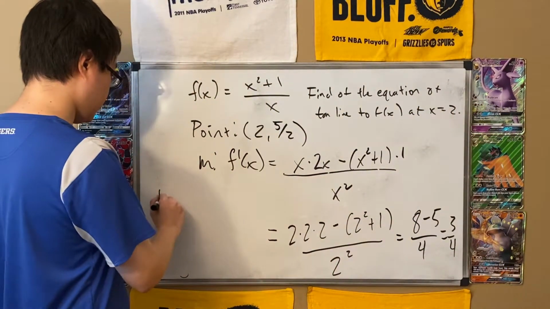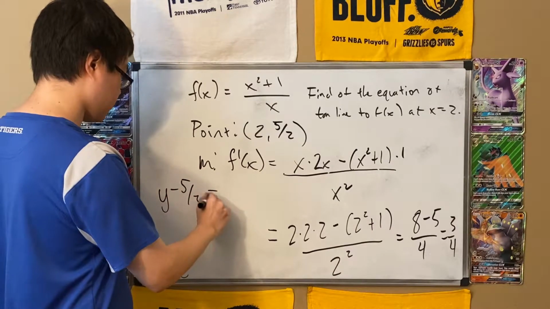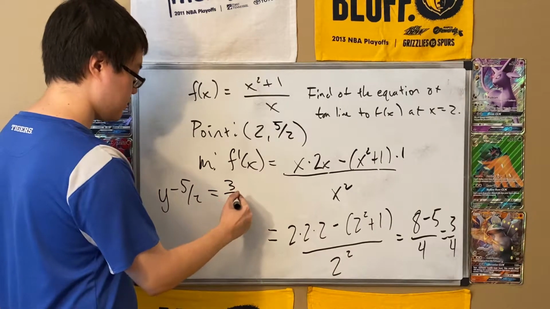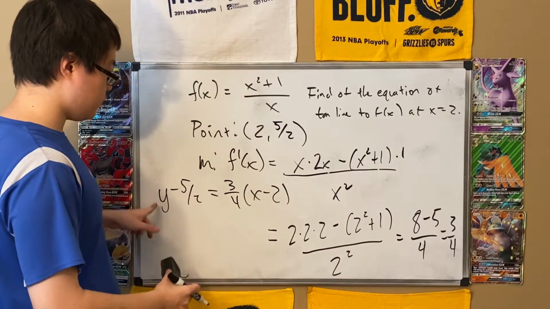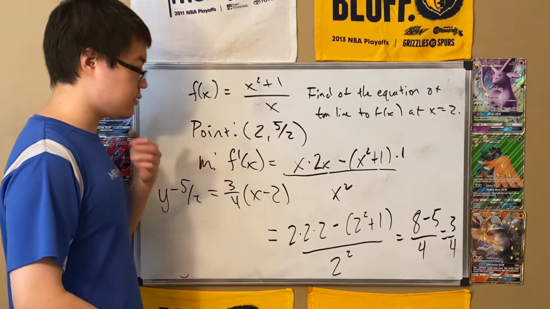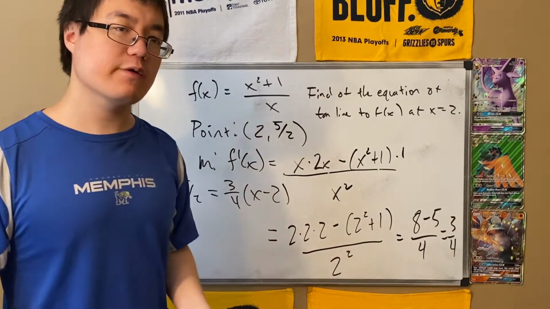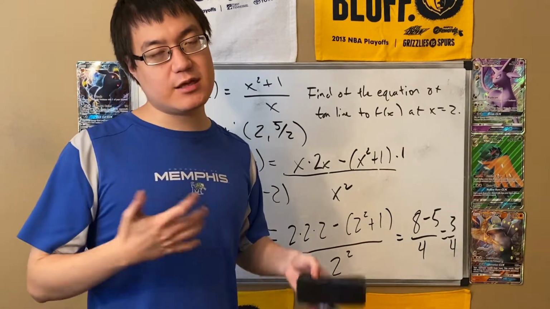The equation is going to be y minus 5 halves equals the slope, which is 3/4, times x minus the x coordinate, which is 2. So this is going to be my answer. Y minus the y coordinate equals slope times x minus the x coordinate. And that's how you do equation of the tangent line questions. We've seen that all before.